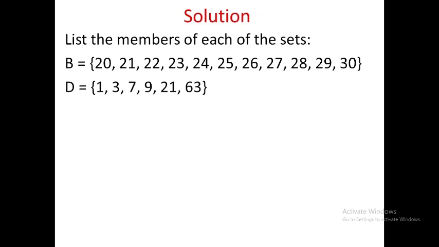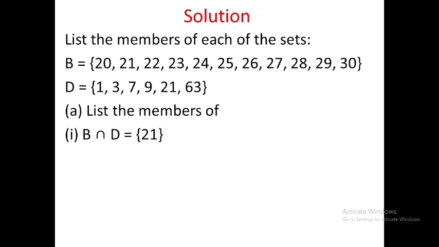So the next is to list the members of B intersection D. When we say intersection, that is the common elements, the numbers that appeared in set B and set D. When you look through it, it is 21. Hence, B intersection D equals {21}.